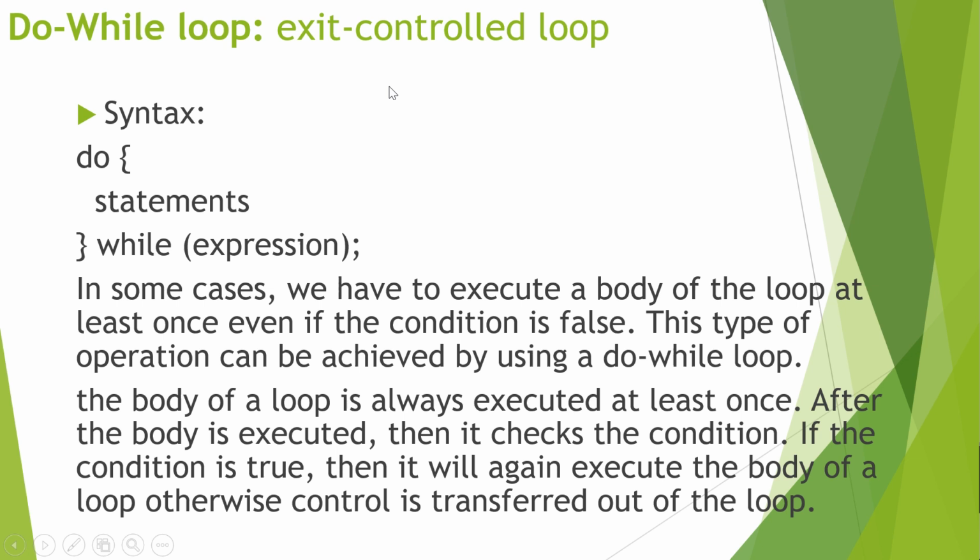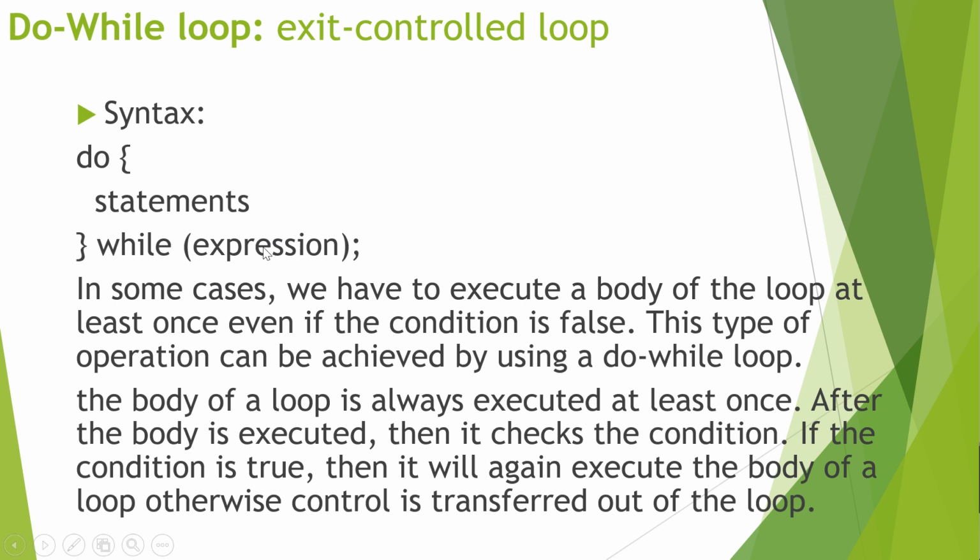Next loop is the do while loop. What is the syntax of the do while loop? Do, curly braces, statements and while. Now here we write the condition or expression. So in the program, whether the condition is true or false, do is not checking any condition or expression. So these statements will be executed once, and after their execution, this while will check the expression or condition. If this is false, then it will go to the next statement.